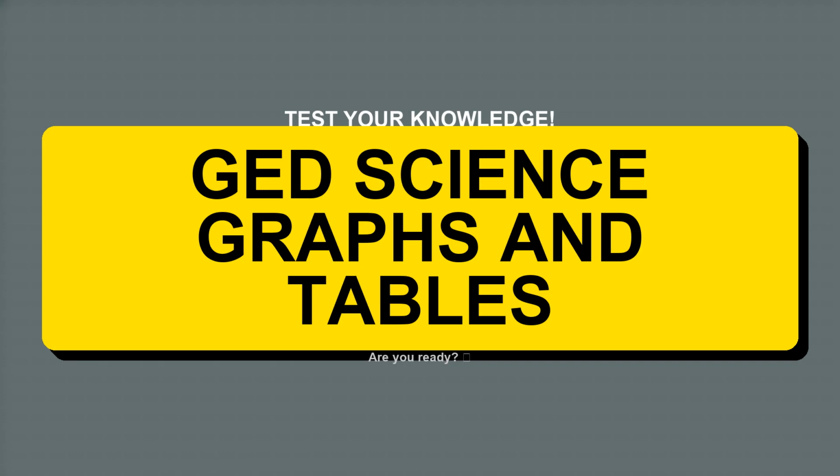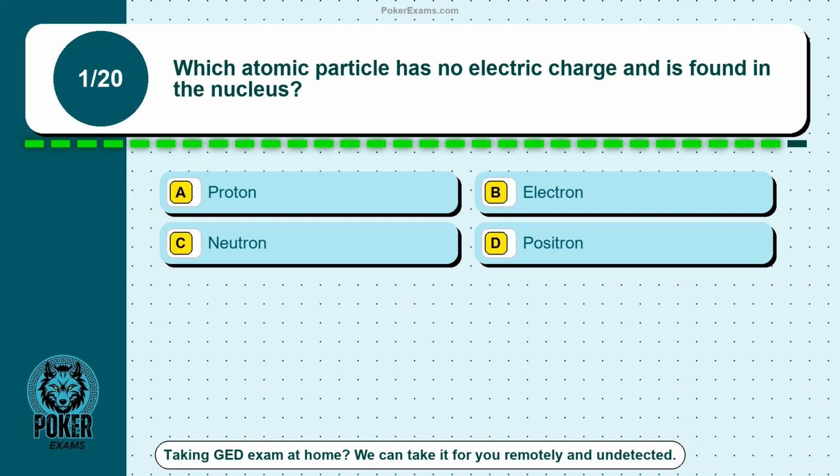GED Science graphs and tables. Question 1. Which atomic particle has no electric charge and is found in the nucleus?